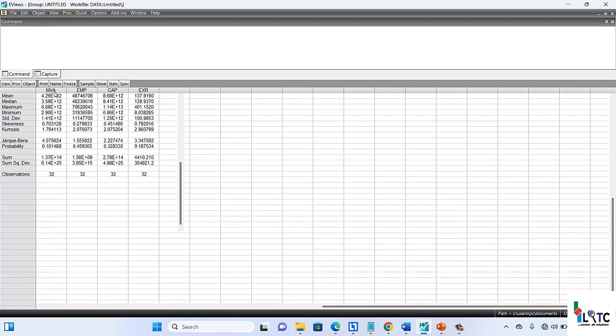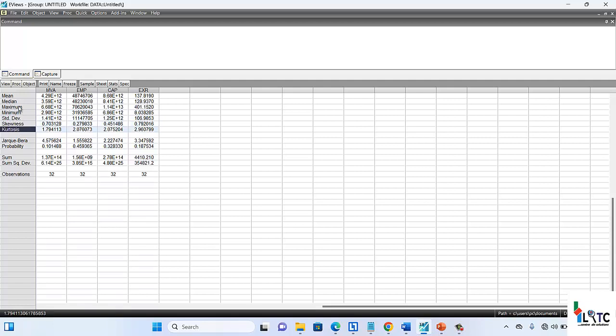Here we have manufacturing value added, employment, capital, and exchange rates. Now if you look at the first ones here, that's the mean and median. That's what? The measure of central tendency. Next to that is the maximum, the minimum, the standard deviation, the skewness, the kurtosis.